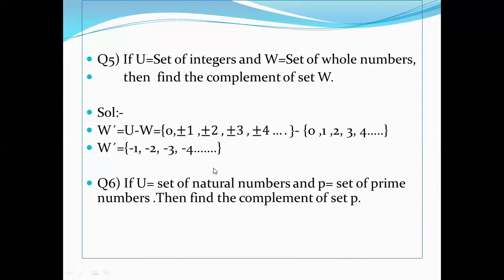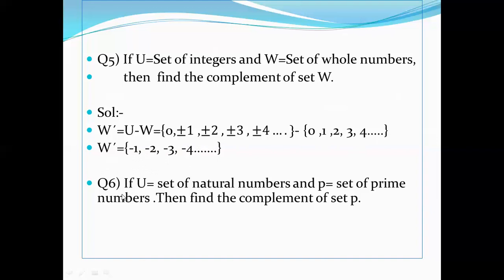So it will be equal to minus 1, minus 2, minus 3, minus 4 and so on. When you have to find the complement, remember one thing: in the complement set, there will be no element of the original set. In the original set you have 0, 1, 2, 3, 4 and so on, and in the complement set, all the negative numbers. So the complement is the opposite of the given set. There will be no common elements between the original set and the complement set. So the complement set is the universal set minus the given set.